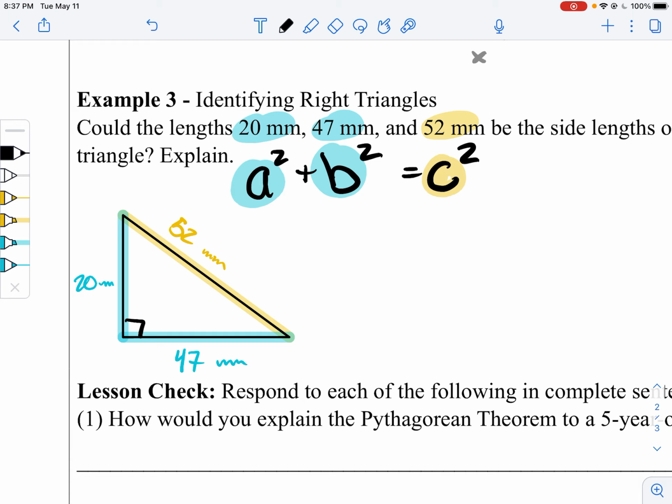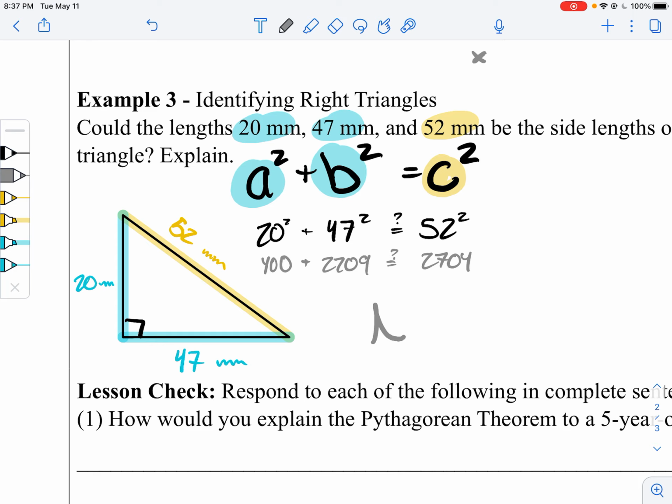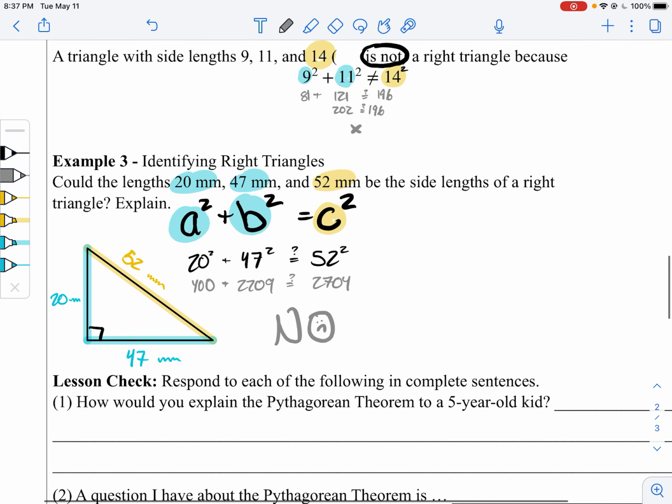So now let's plug it in. Is it true that 20 squared plus 47 squared equals, maybe, 52 squared? Well, let's find out. Is it true that 400 plus 2209 equals, maybe, 2704? No, this is not a right triangle. This is a left triangle. I'm just kidding. It is a not right triangle.